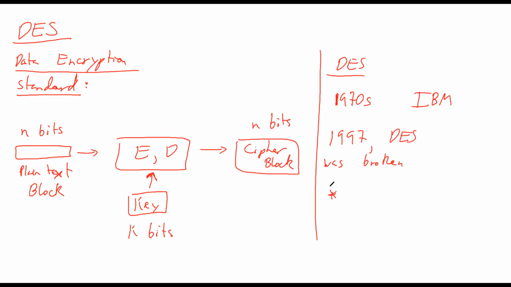Around 2000, AES was adopted, which is a more advanced version. But now, let's just look at DES and see how it works.